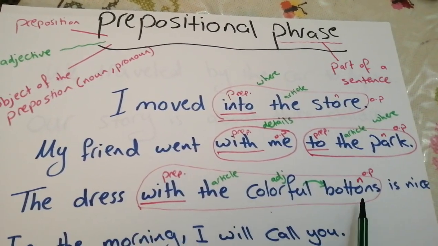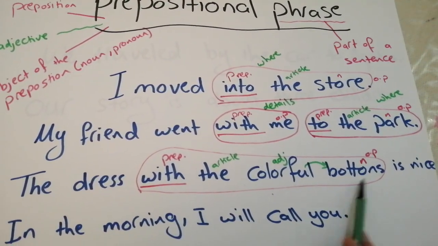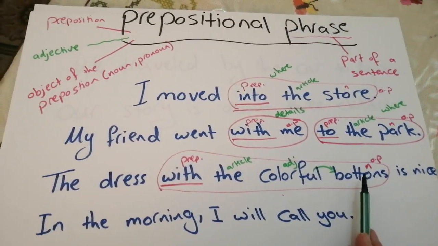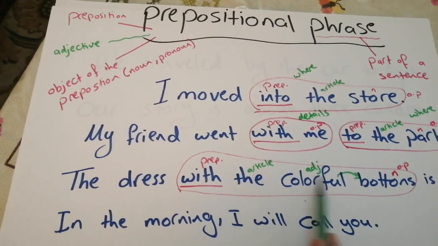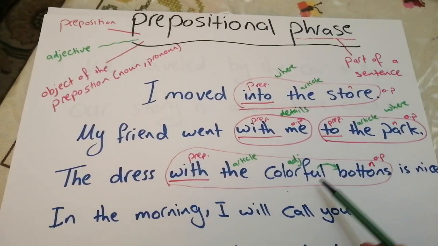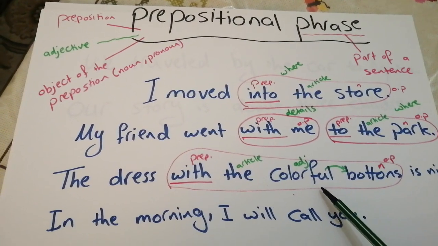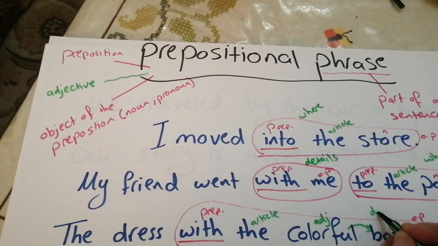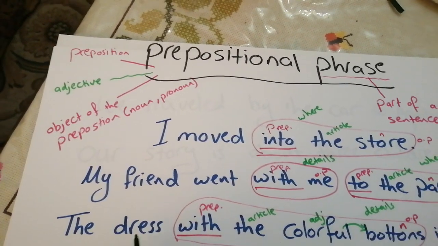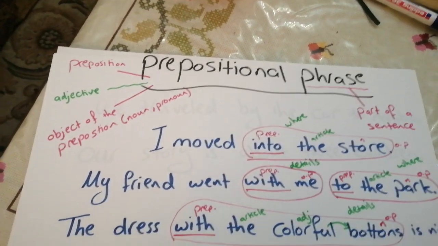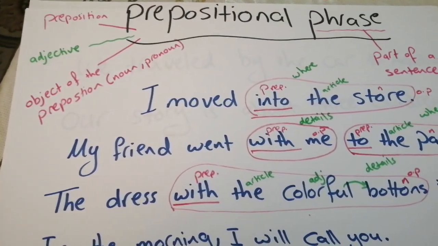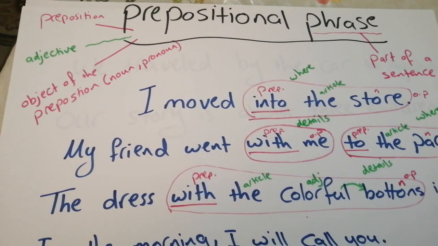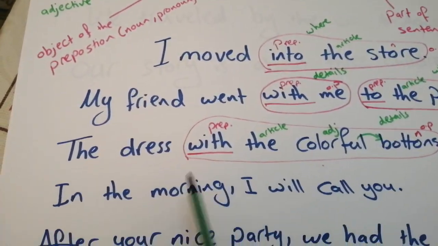So with the colorful buttons is the prepositional phrase that starts with the preposition with and it ends with the object of the preposition buttons, a noun, and between them we have adjectives, okay? And you see here it comes in the middle of the sentence. And here, with the colorful buttons, it gives details about the dress. So as we said, the prepositional phrase could show me where or when, or give details, or it shows how.